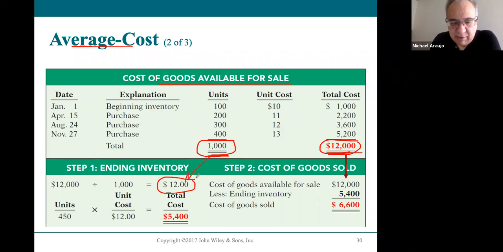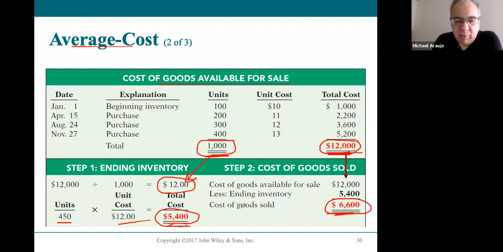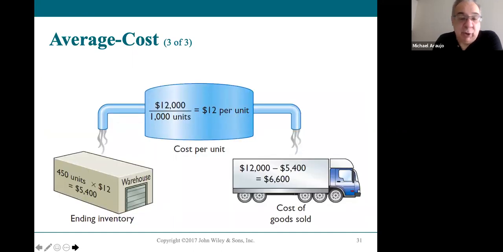That's the average cost. And so once you know you still have 450 in the store, you know they're worth 12 bucks each. So you have $5,400 of inventory still with you. You started with $12,000. You still have $5,400. The rest have been sold. How can you verify the cost of goods sold with average cost? Well, you sold 550 times 12. And that would provide you with that.